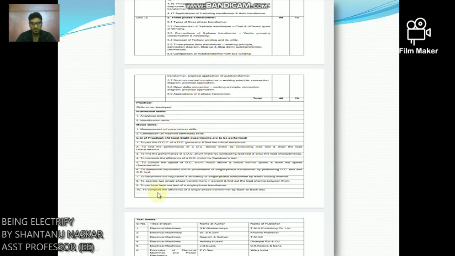These are our practicals, and here are some books for you: Electrical Machine by S.K. Bhattacharya, publication TMH, that means Tata McGraw-Hill publication. Then Electrical Machinery, Dr. S.K. Sen, Khanna Publishers. Electrical Machine, Nagrath Kothari, TMH, that means Tata McGraw-Hill. Electrical Machine, Ashfaq Hussain, Dhanpat Rai. Electrical Machine, J.B. Gupta, S.K. Kataria and Sons. And Principles of Electrical Machine and Power Electronics, P.C. Sen.